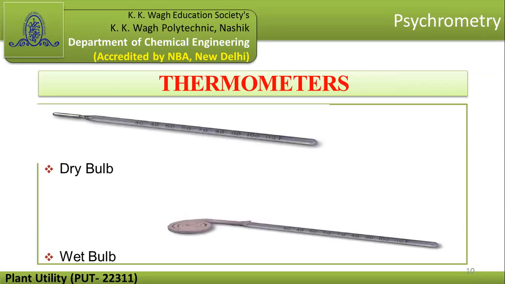In this diagram, you can see the dry bulb temperature thermometer is shown and the wet bulb thermometer is shown. Here you can see it is a normal thermometer, and here the bulb of this wet bulb thermometer is covered with the wetted wick.